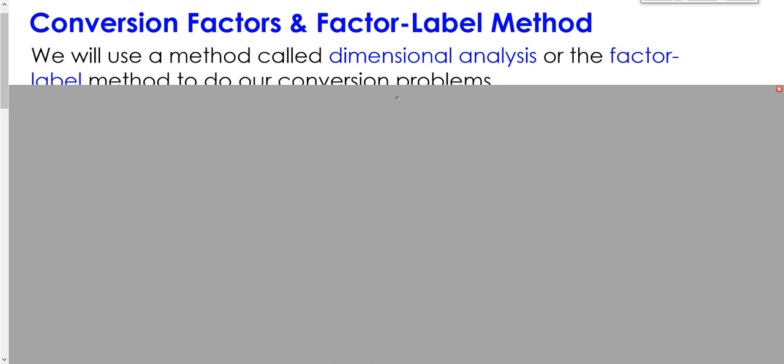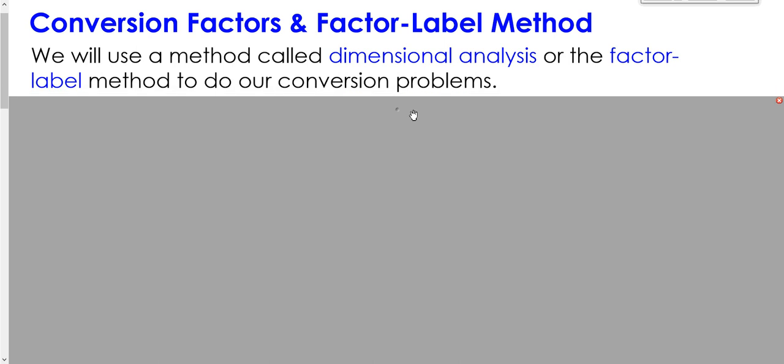This video is on how to do conversions from one unit to another. You need to know conversion factors, especially if you're going from English to metric. Metric to metric, you should be able to figure them out, which I can show you how. And we are going to be using a method called dimensional analysis or the factor label method. You should have done this in previous science classes and also in some of your math classes.